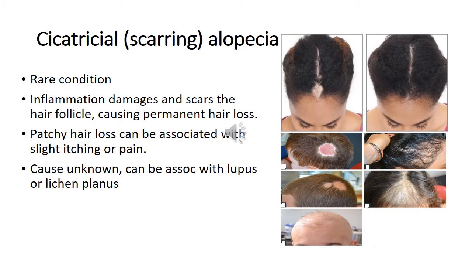The other type of alopecia is the cicatricial or scarring type. It's a rare condition. Inflammation damages and scars the hair follicle, causing permanent hair loss. Patchy hair loss can be associated with slight itching or pain, cause unknown, and can be associated with lupus or lichen planus.